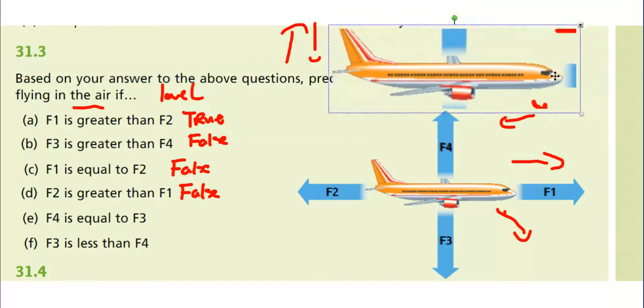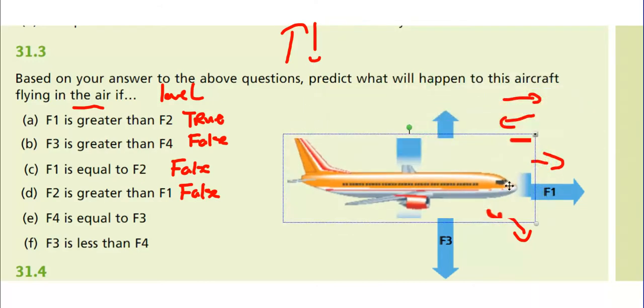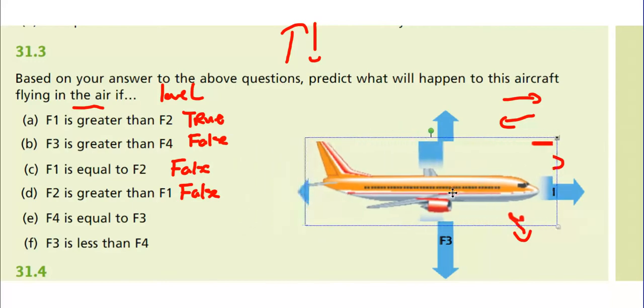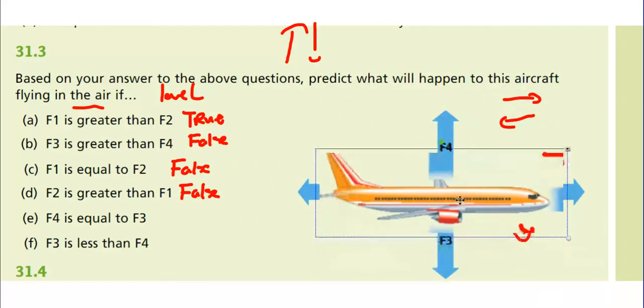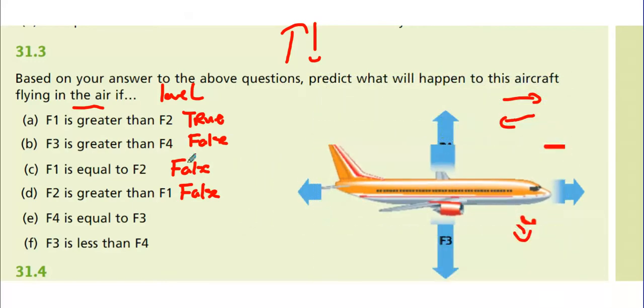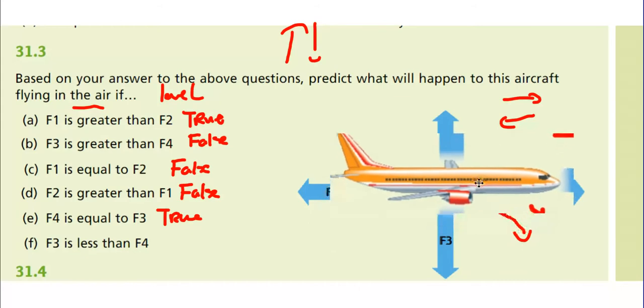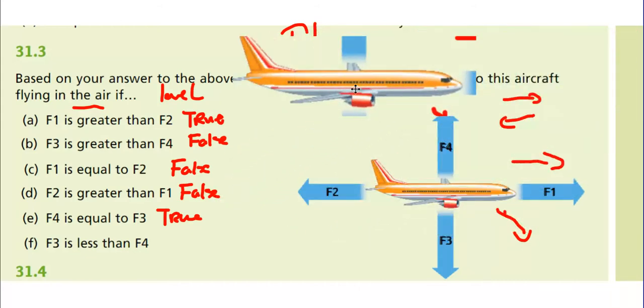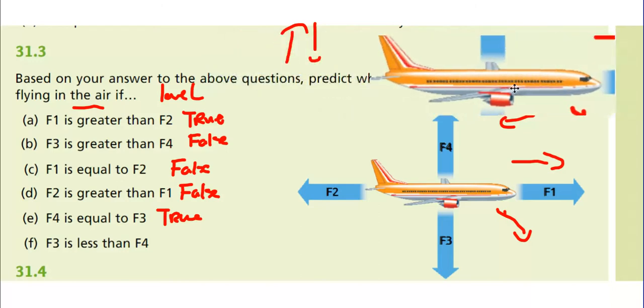Okay. F4 is equal to F3. Well, that's true, because if F4 is equal to F3, it means it stays stationary. It's neither going up or down. So F4 equal to F3, I'd say is true. Now, if F3 is less than F4, that means that you're going upwards. And that does happen at the start of flight. But halfway through your flight, you usually stay at the same height. So we'll say that's false unless you're taking off.